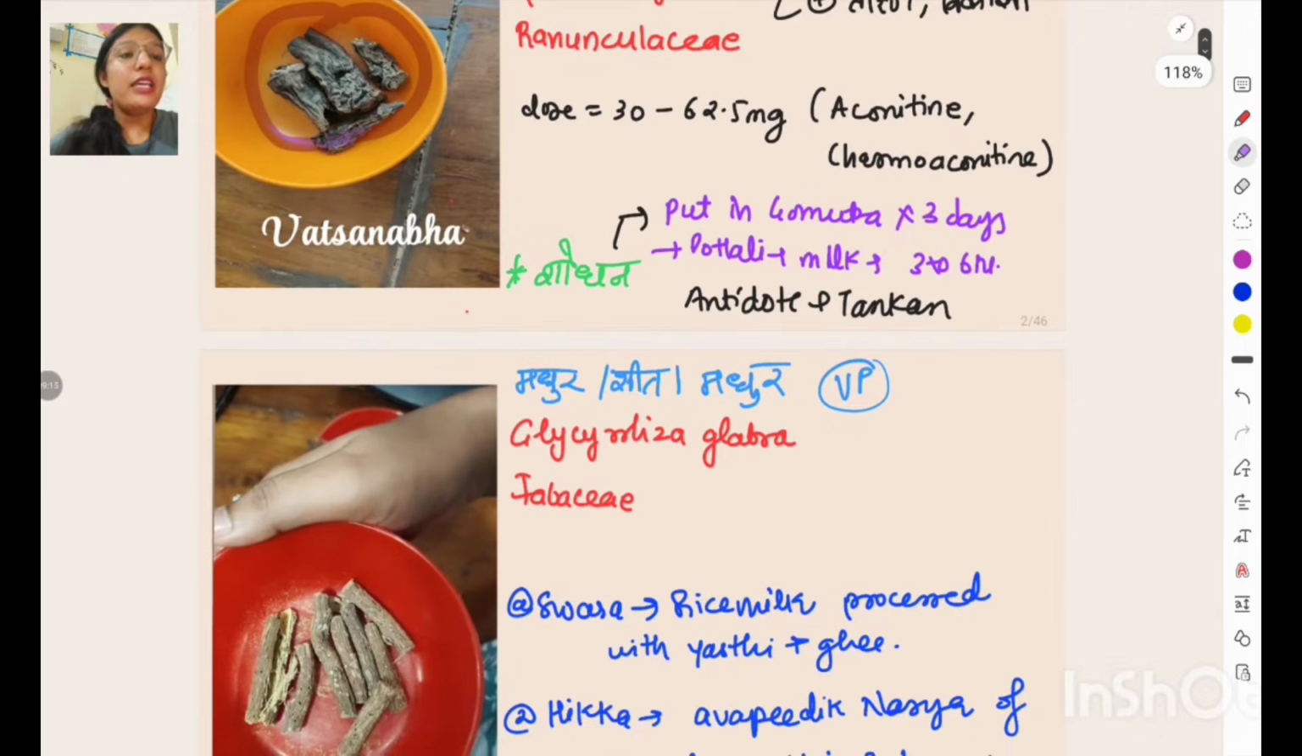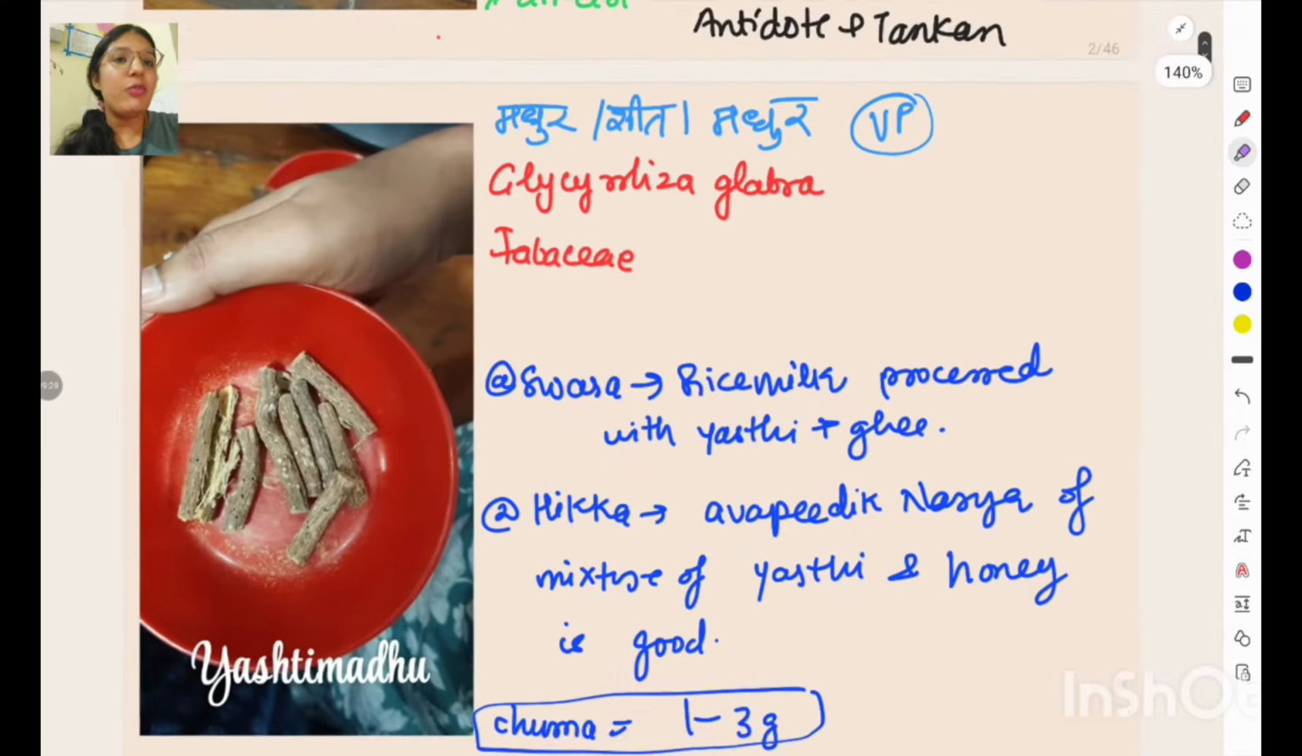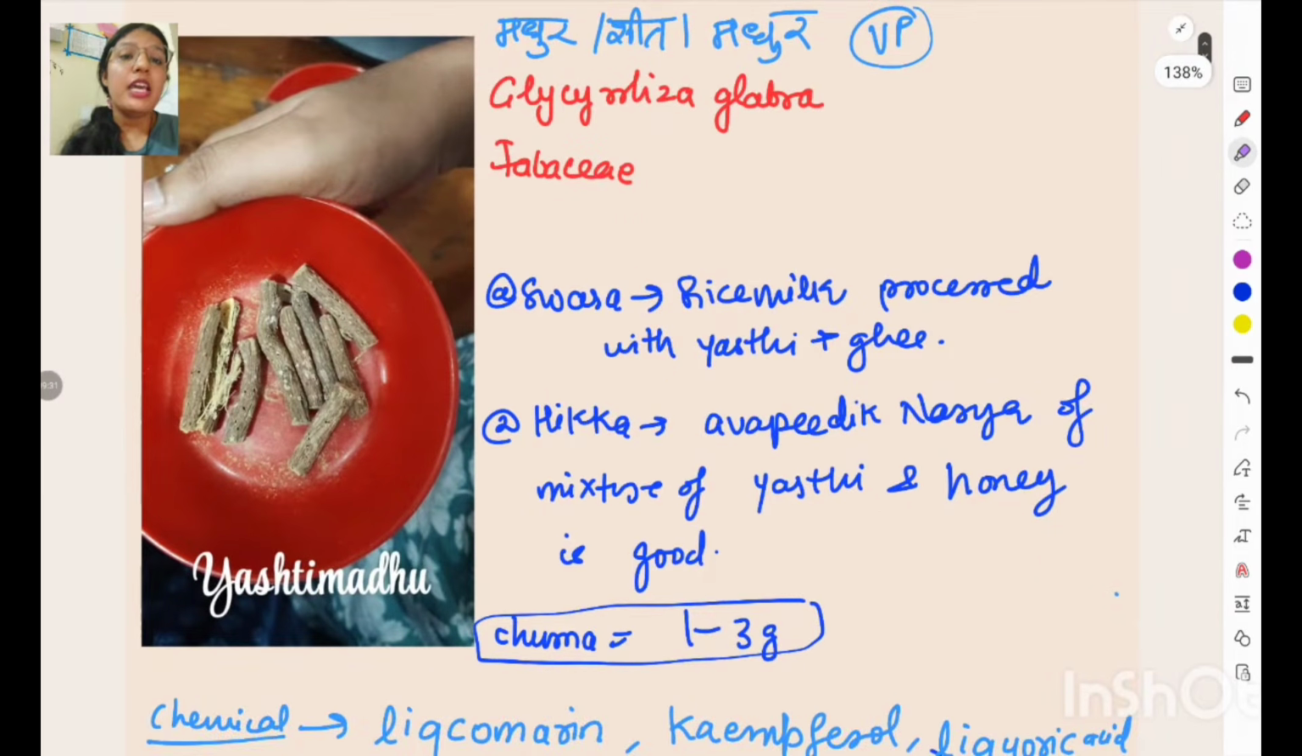Again is Shodhana. Its Shodhana is to put it in Gomutra for 3 days, and every day change the Gomutra and keep that vessel in the sunlight. Second, you can do Svedana in Potali through milk for 3 to 6 hours, and its antidote is Tankana. Next important root is this Yashtimadhu.